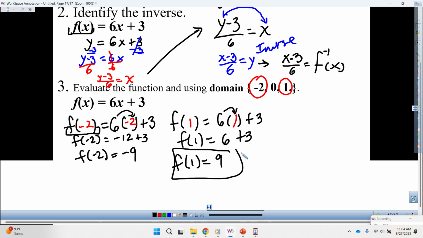Check with the neighbor, see what they got for f of 0. What did they get for f of 0? It looks like Leo's got this. f of 0. Leo, what'd you get? 3. Hands if you got 3. That is correct. All right.